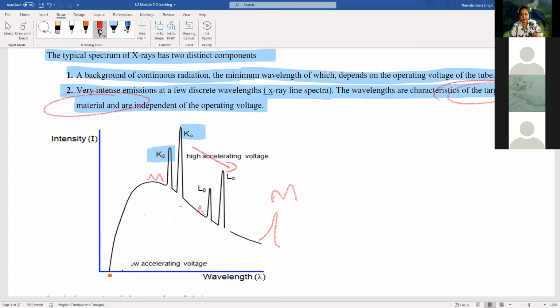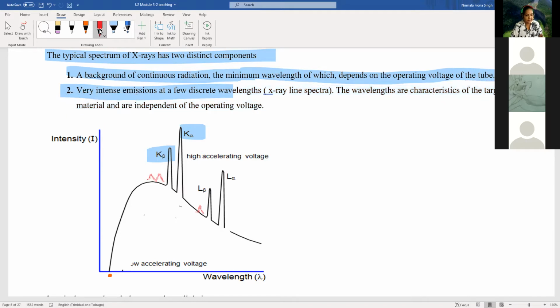So this is what it looks like. You have your continuous radiation being given off, but owing to the metal itself, we get a few little peaks that help us identify what material it is. Now, as I said here, let's read this sentence again. The wavelengths are characteristic of the target material and are independent of the operating voltage.